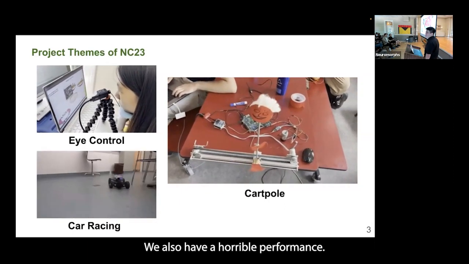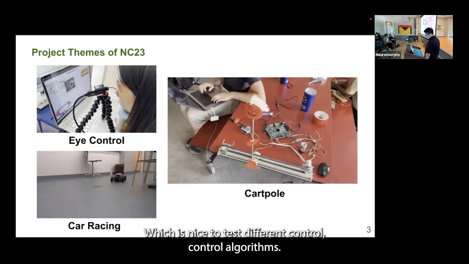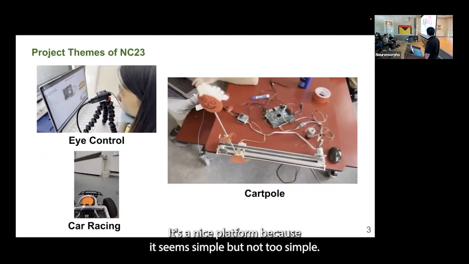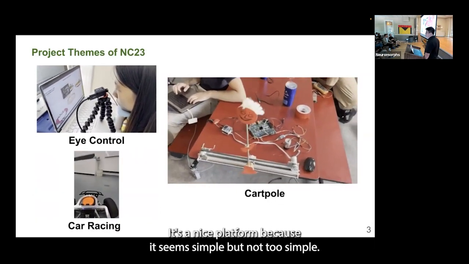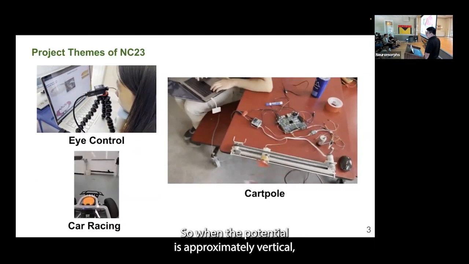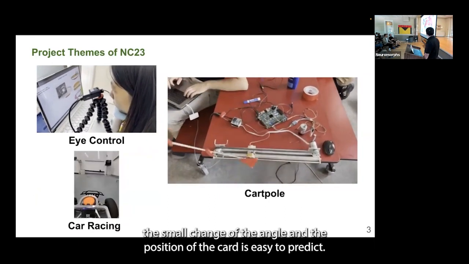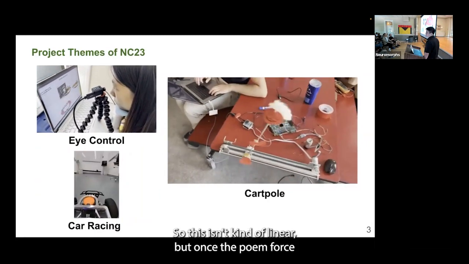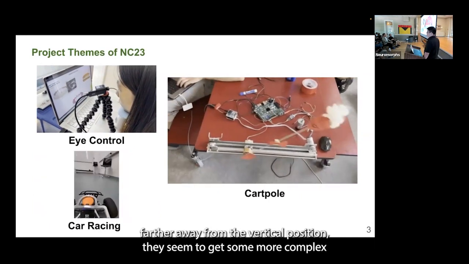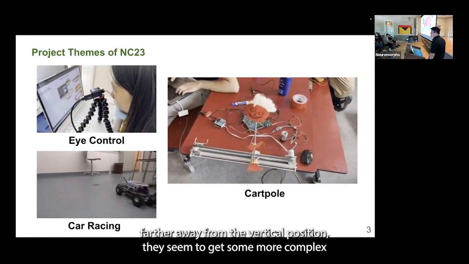We also have a cartpole platform, which is nice to test different control algorithms. It's a nice platform because it seems simple, but not too simple. So when the pole angle is approximately vertical, the small change of the angle and the position of the car is easy to predict. So the system is kind of linear. But once the pole falls farther away from the vertical position, things get more complex.